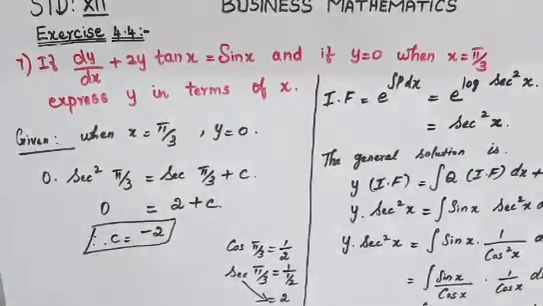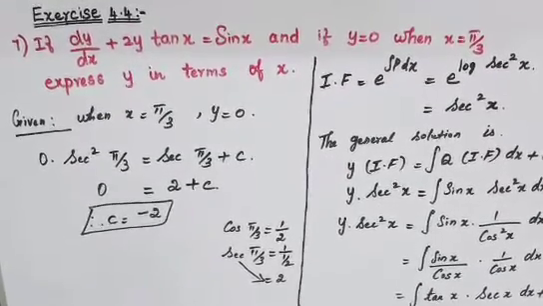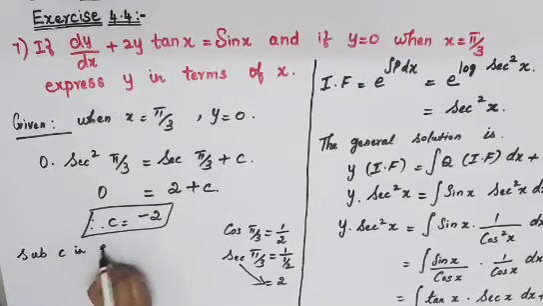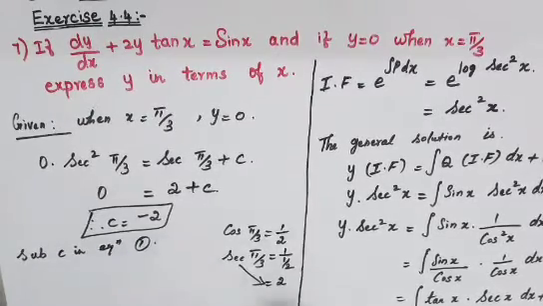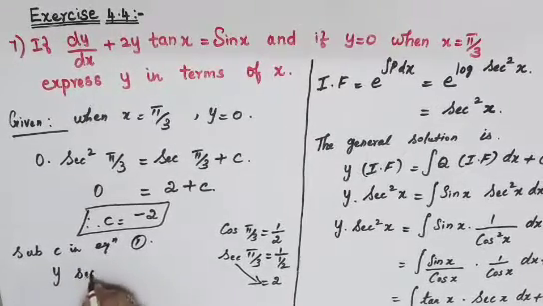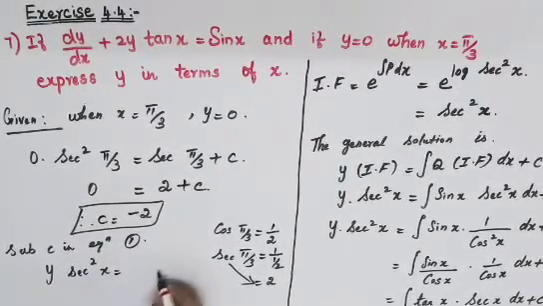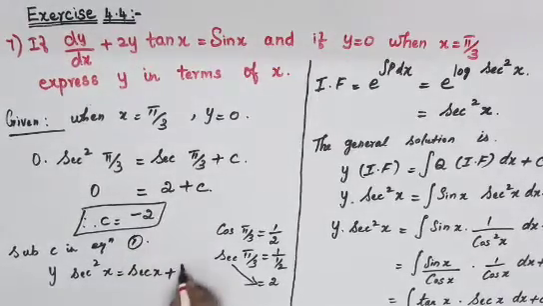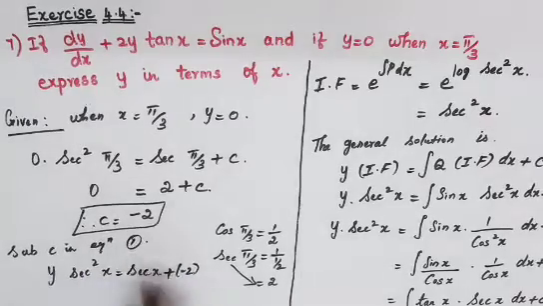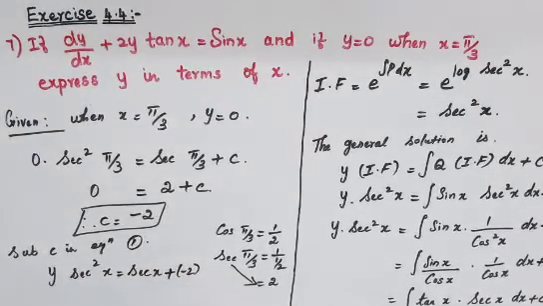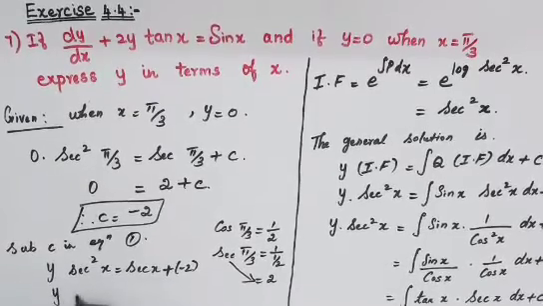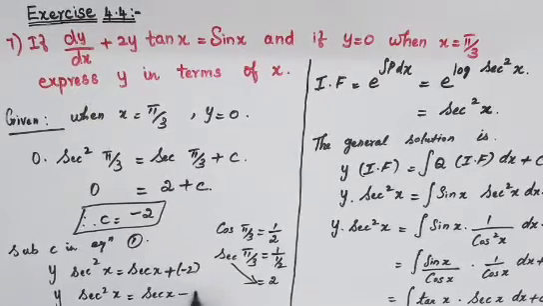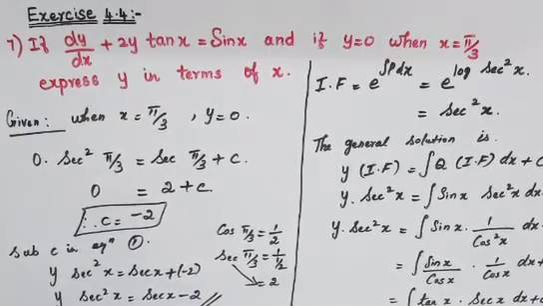Now substitute this c in your equation 1. So that will be the final answer. So substituting c in equation 1, you will get y into secant square x is equal to secant x plus c. Instead of c you can write minus 2 because we have got c as minus 2. So I have just replaced c with minus 2. So your last line is y into secant square x is equal to secant x minus 2. So this will be your answer for your 7th question.